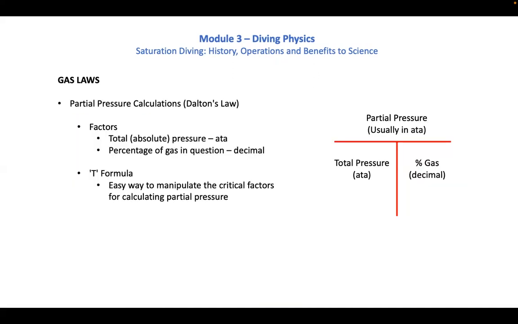The T formula can help you solve for unknowns in many diving physics applications. Keep in mind that partial pressure and total pressure are in absolute. Atmospheres absolute is depth plus 33, divided by 33. For example, say we want to know the partial pressure of oxygen in a typical air tank at a depth of 66 feet. Our total pressure is 66 plus 33 divided by 33, or 3 ATA.